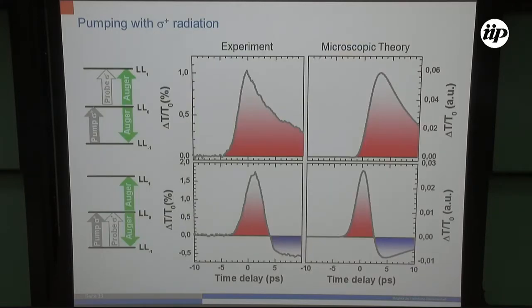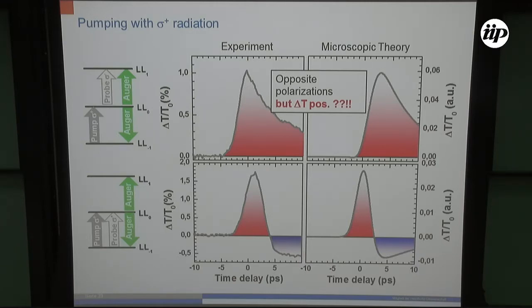Okay, here I show you the surprising findings for two of these combinations, namely for pumping with sigma plus radiation. So we pumped with sigma plus and probed with sigma minus. With opposite polarization we would expect a negative sign, but we saw a positive one. And the theory also predicts the positive one. So this is quite surprising. And then for the same polarization, pumping with sigma plus and probing with sigma plus, initially we see a positive signal, which is in accord with the expectation, but then it swings over to negative. So this is also strange. But again, there's a very good agreement between experiment and theory.